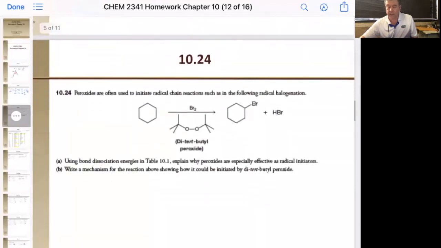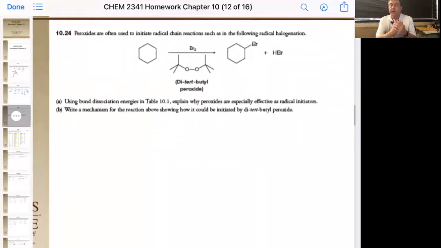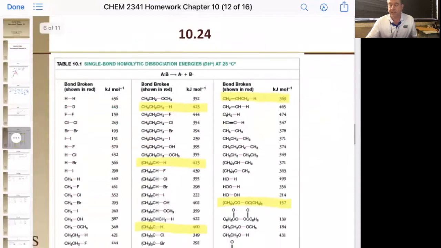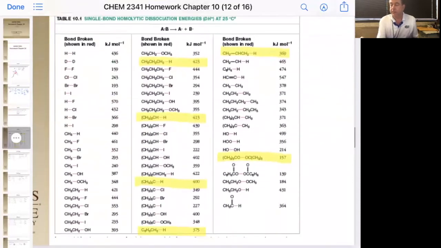Okay, so let's look at this. Peroxides are often used to initiate the chain reaction and result in this halogenation. Use the bond dissociation energies in table 10.1 to explain why peroxides are especially effective radical initiators, and then write the mechanism of the reaction of the above, showing how it could be initiated by the di-tert-butyl peroxide. So let's look at the table right here. I've highlighted a few things that we want to look at.